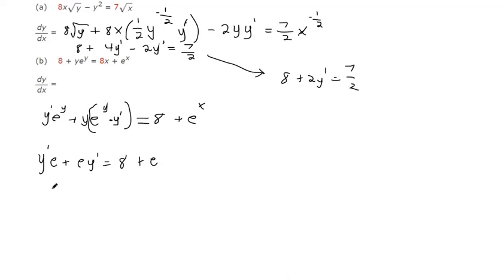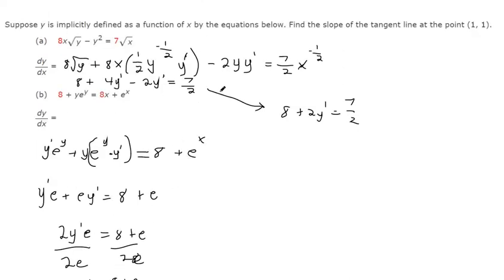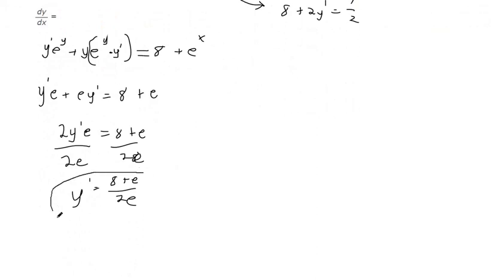And then we're trying to get y prime by itself, so we can factor out y prime. Oh wait, sorry. It's actually easier. Look, y prime e. This is y prime e, so that's 2 y prime e's. That's easier. And then to get y prime by itself, we can divide by 2e on both sides. So the exact answer for this one would be (8 plus e) over 2e. That's an e. It didn't say use a decimal approximation, so it looks like that's it.